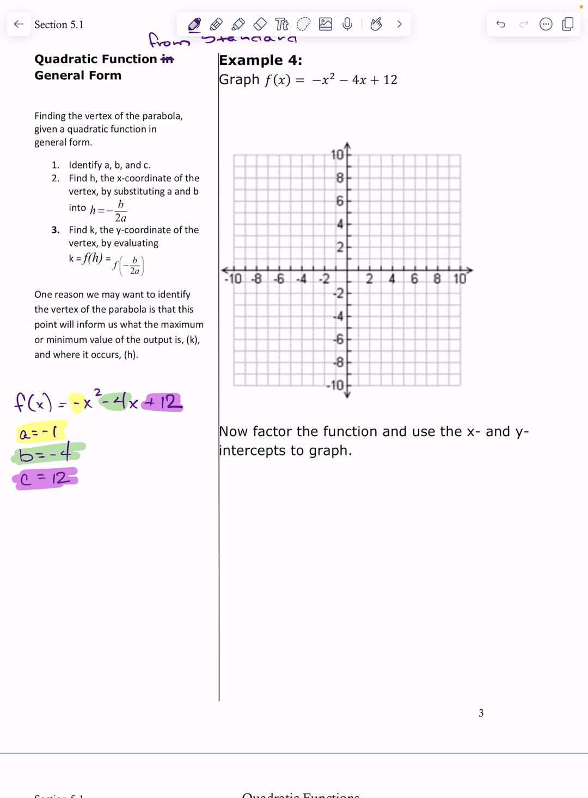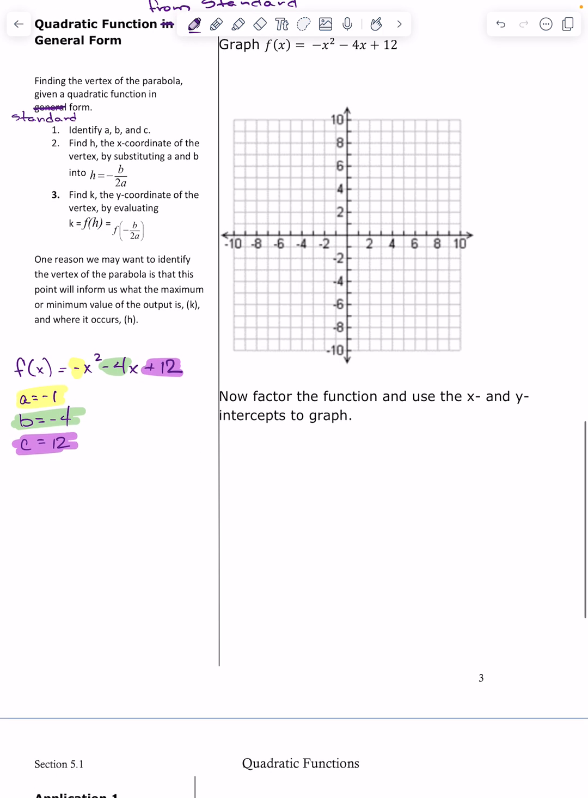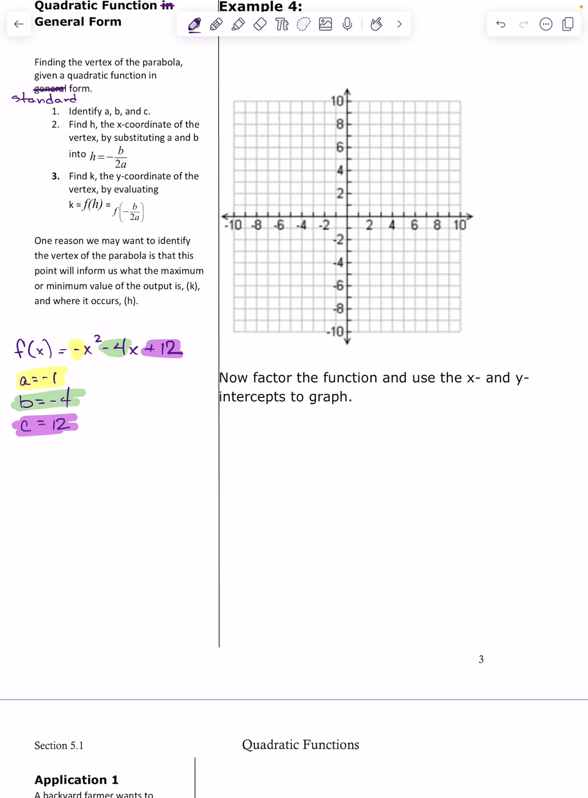So to find the vertex of the parabola, given the quadratic in general and standard, you know, they go back and forth between what's standard and what's general. We've identified A, B, and C. So we're gonna find H by using kind of a chunk of the quadratic formula. So H is always going to be negative b over 2a. So down here, H equals negative b over 2a.